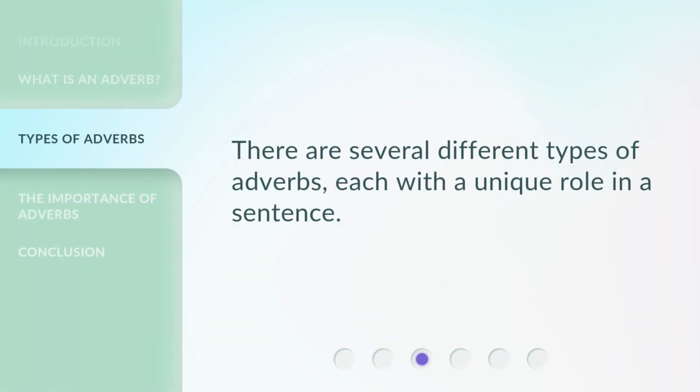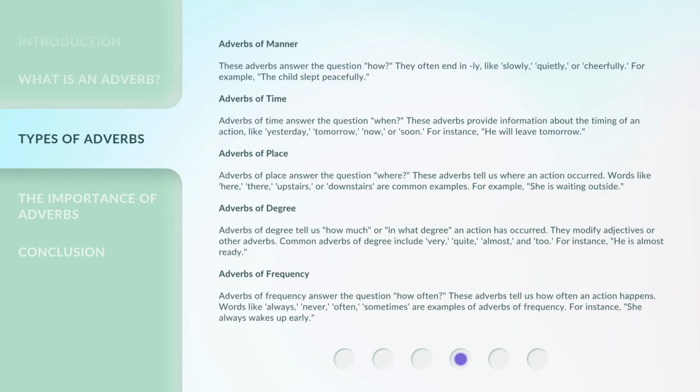There are several different types of adverbs, each with a unique role in a sentence. Adverbs of manner. These adverbs answer the question, how? They often end in "ly," like slowly, quietly, or cheerfully. For example, the child slept peacefully.